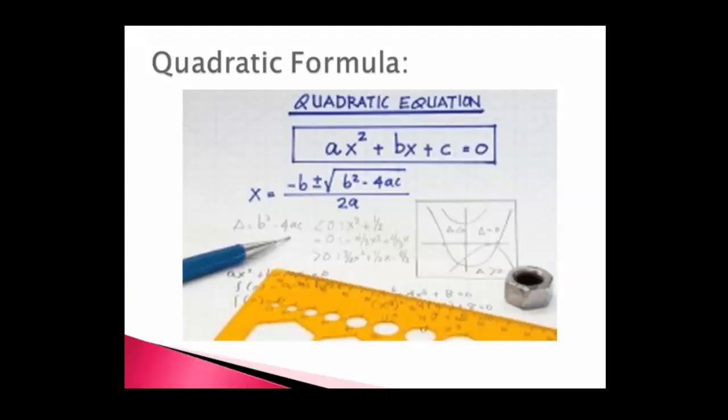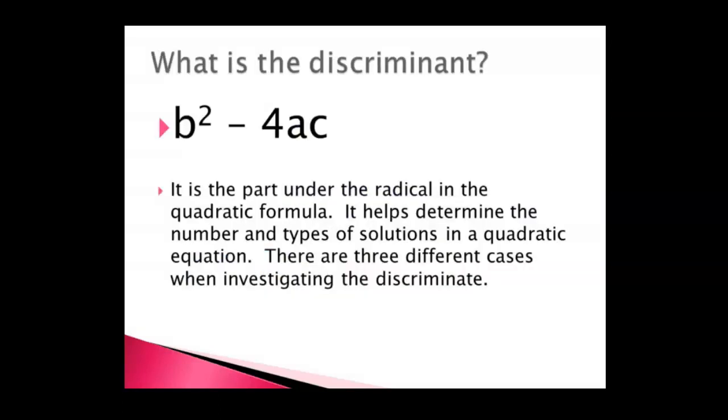So the quadratic formula comes from the standard form of a quadratic equation. We're going to plug in negative b plus or minus square root of b squared minus 4ac all over 2a. Tomorrow we're learning the quadratic formula. You don't have to worry about it right now. Just kind of showing you what it is. Today we are focusing on the discriminant.